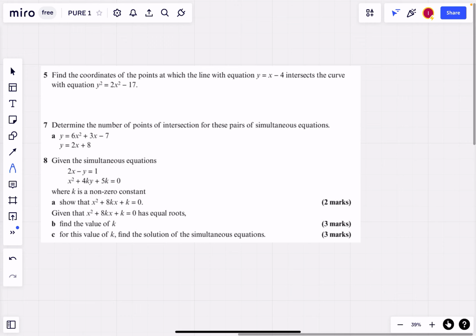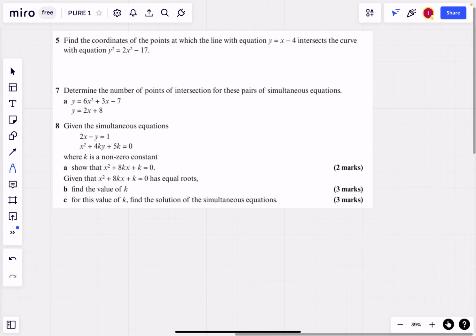Okay, let's start with question 5. Find the coordinates of the points at which the line with the equation y equals x minus 4 intersects the curve with the equation y squared equals 2x squared minus 17. You're going to substitute y equals x minus 4 into y squared equals 2x squared minus 17.